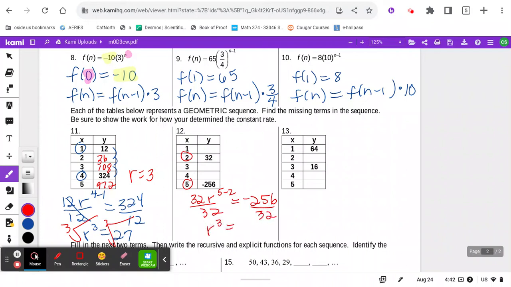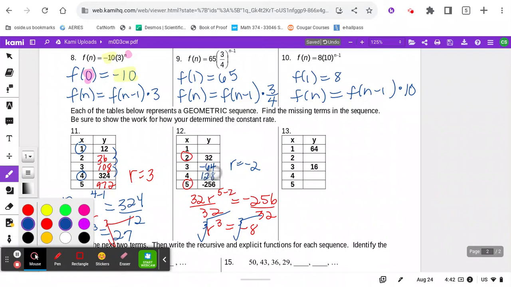R cubed. Take the cubed root of both sides, and we get the cubed root of negative 8. Do that on your calculator. We get a multiplier, or a common ratio, of negative 2. So 32 times 2 would be 64, but this needs to have a negative. Negative times negative is going to give us positive 128.